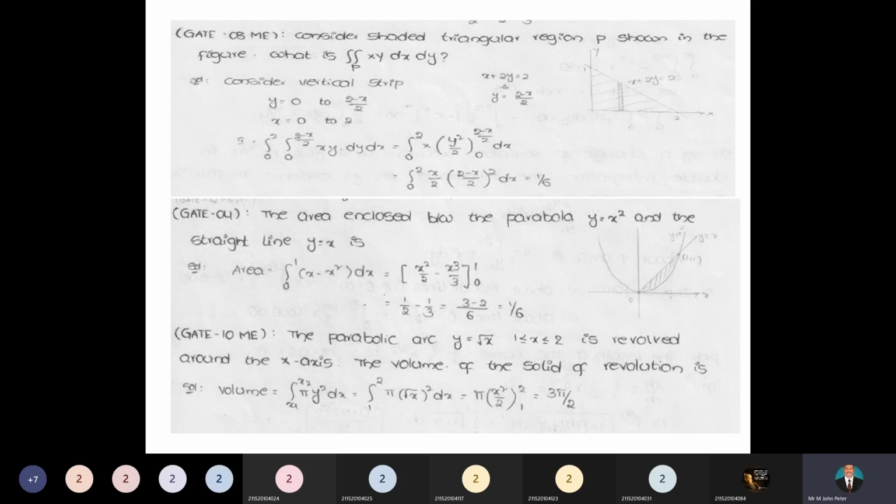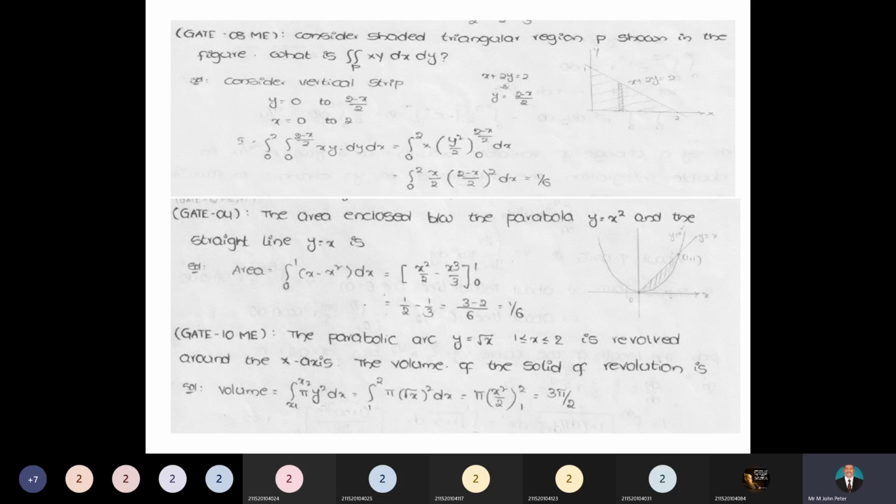See where I kept the cursor, 2 minus x by 2. In your screen you can expand and see. So y equal to 0 to 2 minus x whole divided by 2 is the y limit. The x limit is x equal to 0 to 2. These two things we put in the integration, so that is integral 0 to 2, 0 to 2 minus x whole by 2, xy dy dx.